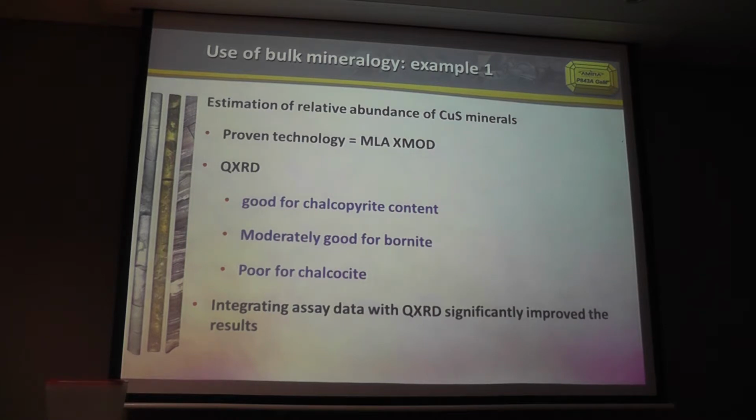One of the problems with chalcocite, of course, is it's not just one mineral, it's a mixture of minerals. And that means instead of having 2% chalcocite, it's got 0.5% of this and 0.2% of that, and 0.2% of geerite or whatever these other minerals are. And each one has different XRD peaks. So that makes it a real bad target for XRD.